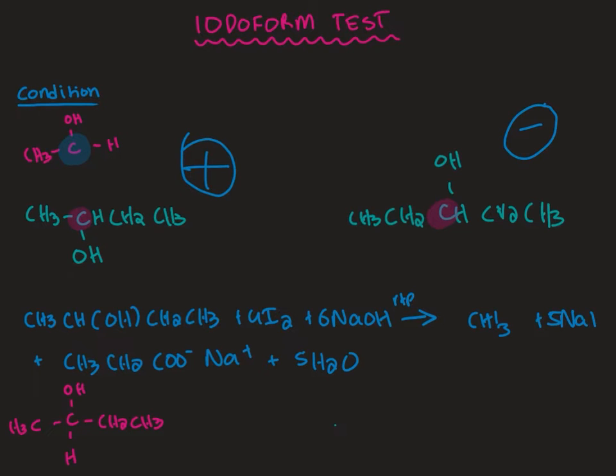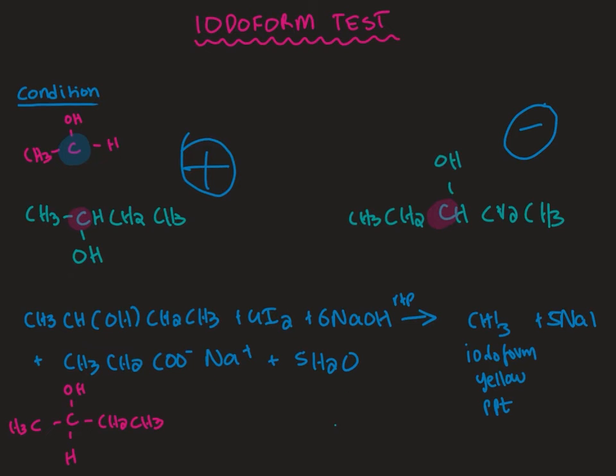Now let's look at the equation for this reaction. So in this case, you're going to have your alcohol. It's going to react with iodine and aqueous NaOH, and the condition for this is that it has to be at RTP, and you're going to get iodoform. And this is going to give you a yellow precipitate. You're also going to get sodium iodide, and you're going to get the salt over here and water.